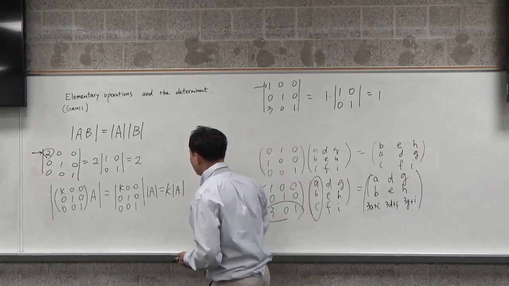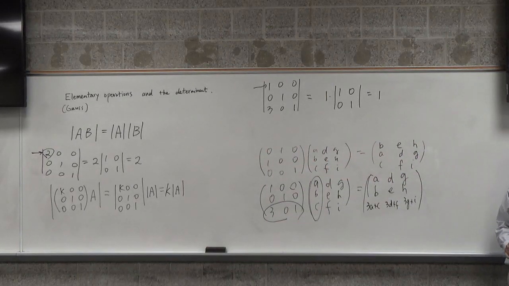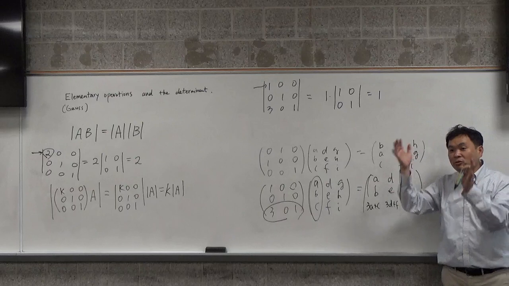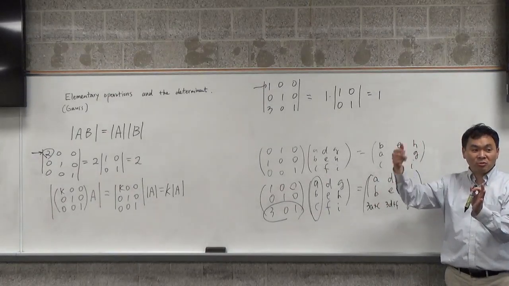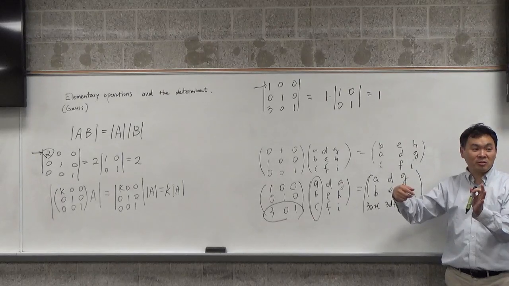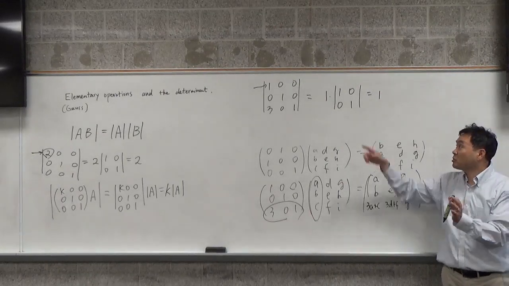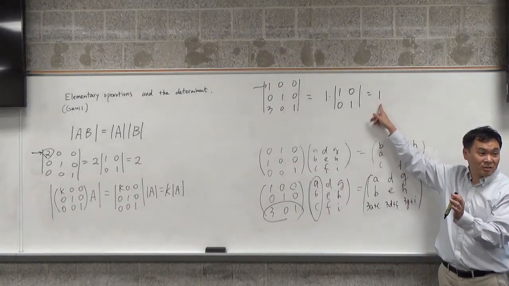And what does that mean? That means that if you have a matrix, you take a multiple of one row and add it to another, what happens to the determinant? Stays the same, because that is 1, right? Yeah. It doesn't change. Okay?